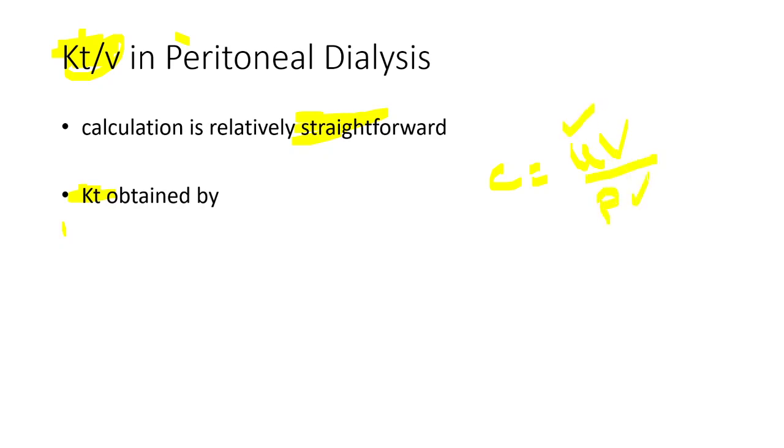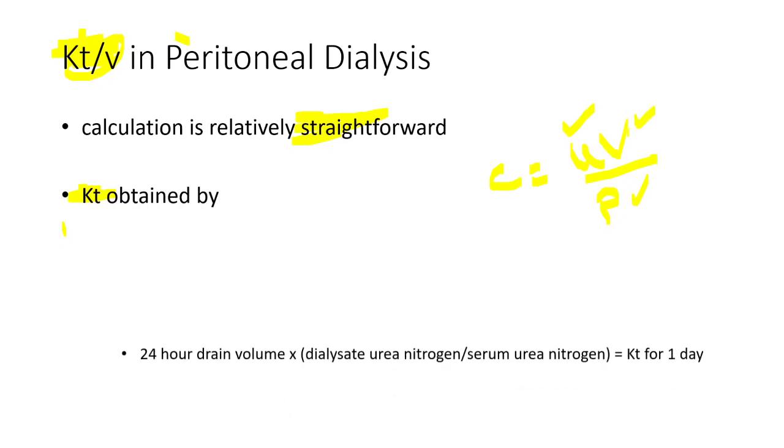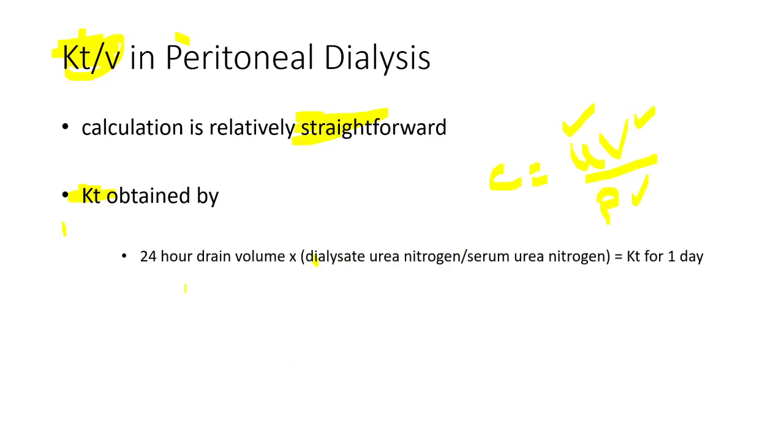U is urinary concentration, P is plasma concentration, V is volume. So basically we are going to have the 24-hour drain volume multiplied by the dialysate urea divided by the plasma urea. So this gives the Kt, which is the clearance for 1 day, and we have to divide it by the volume of distribution of the patient. It can be calculated by any formula.